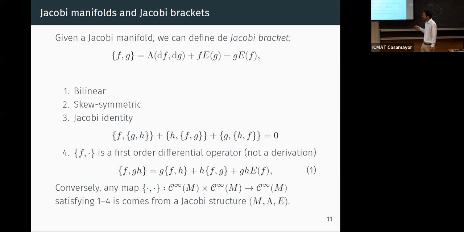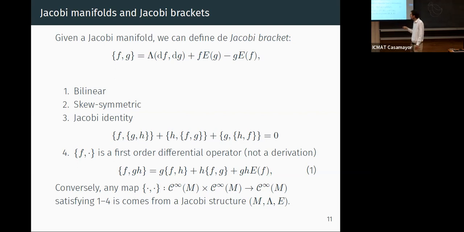There is another picture of Jacobi manifolds, which is the Jacobi bracket. You can use the Jacobi structure to construct a bracket, which is a map of functions like this. It takes two functions and it gives another function. This map has these properties. It's bilinear, it's skew symmetric, and it satisfies the Jacobi identity. These three properties mean that we have a Lie algebra on the space of functions, but this is a little bit more. This is what is called a local Lie algebra in the sense of Kirillov.